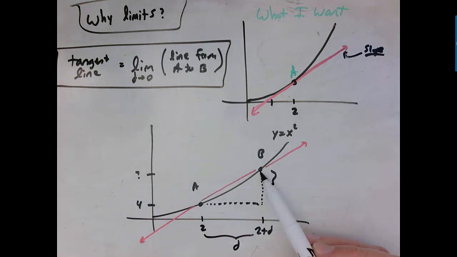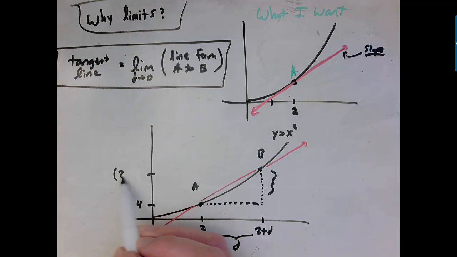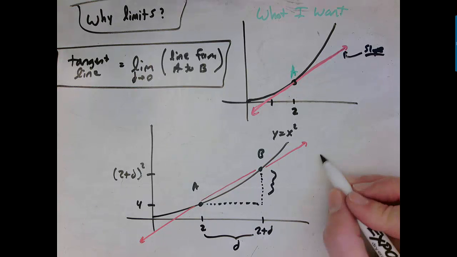What's the y-coordinate for B? Well, remember, this is just the curve x squared, so I'll just take my x-coordinate and plug it in, and that's the y-coordinate. So the y-coordinate is (2 plus d) squared. And if I chose a specific value for d, I could plug it in, and these would give me actual numbers. So for example, if I chose 8 here, then this coordinate would be 2 plus 8 is 10. And then if I squared it, 10 squared would be 100, and that would make sense. All right, great.